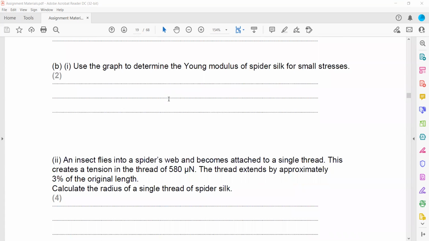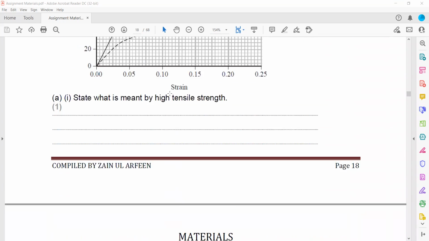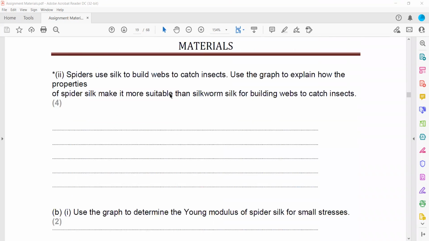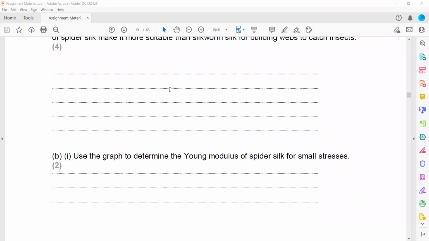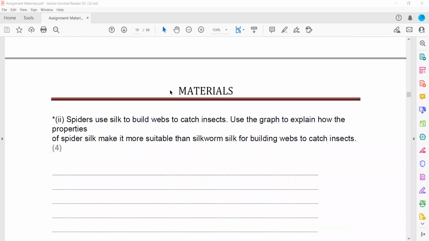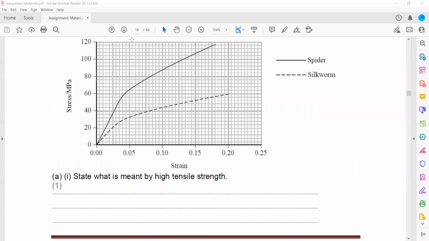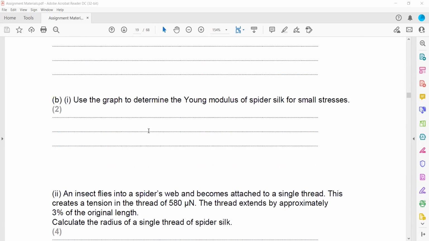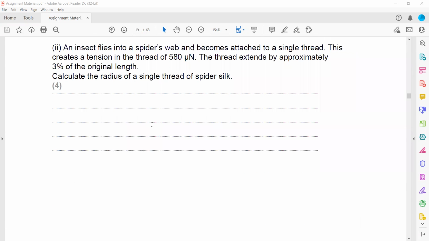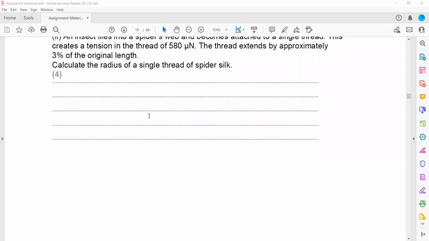Then use the graph to determine the Young's modulus. How to determine the Young's modulus? It is stress divided by strain. We always use the graph for the spider, and we take only the straight line region. We don't bother about what happened afterwards, only the straight line. So we take a value of stress and divide by strain, and we get the Young's modulus. Or we can work out the gradient, y2 minus y1 over x2 minus x1, and we get the Young's modulus.